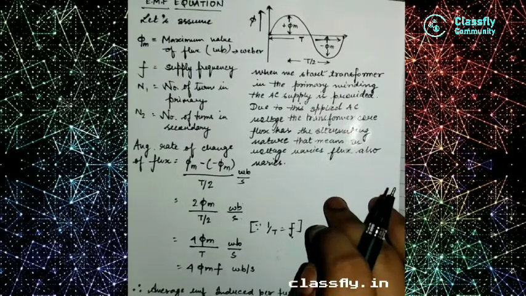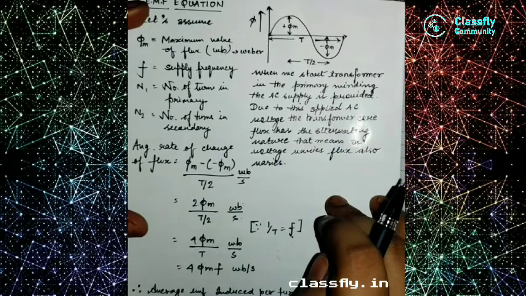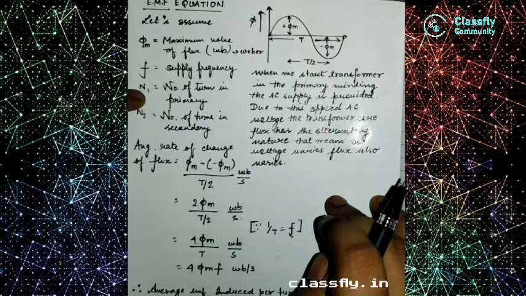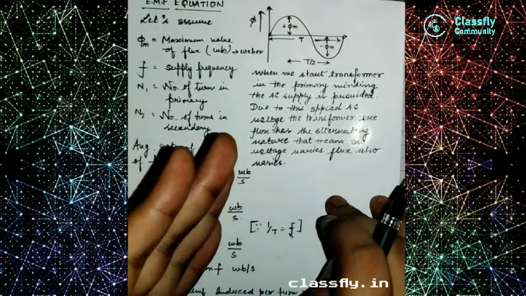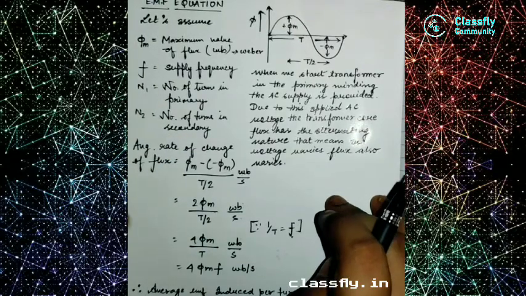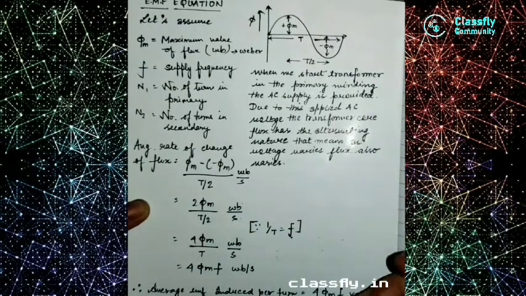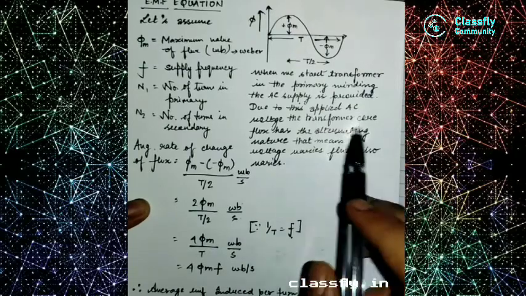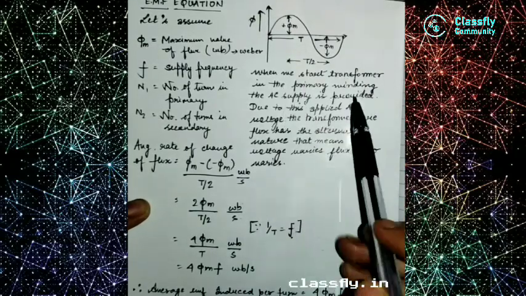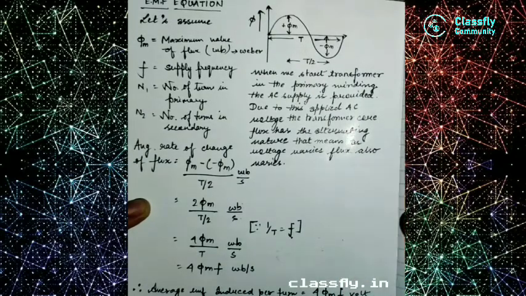Next, we assume N1 is the number of turns in the primary, that means the primary part of the transformer. Similarly, for the secondary part, the number of turns is represented as N2. Whenever we provide supply to the primary winding of a transformer, it is the AC supply, so mostly we use a sinusoidal wave.